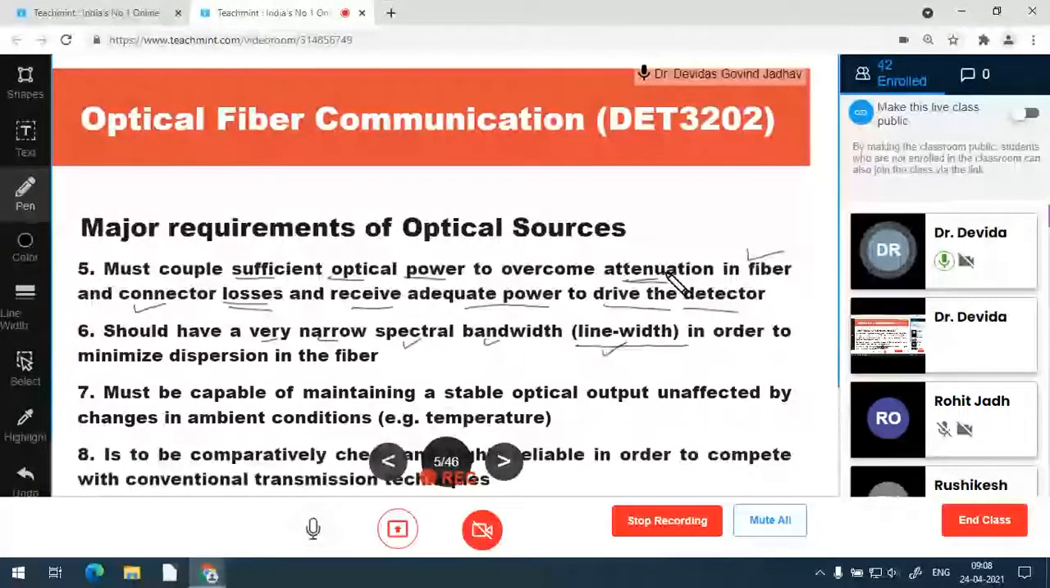Theoretically, the source should emit only one wavelength. Practically, it is not possible, so it should emit a very small number of wavelengths. The line width should be very, very small in order to minimize dispersion in the fiber. If the bandwidth is more, dispersion will be more in the fiber, and dispersion introduces losses.